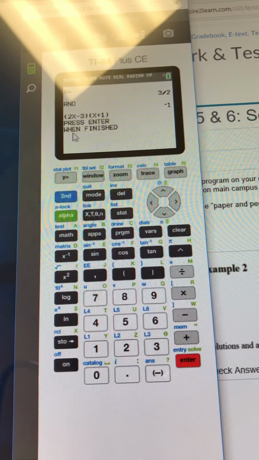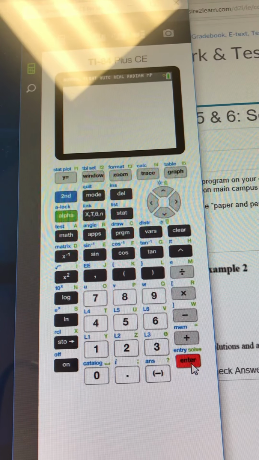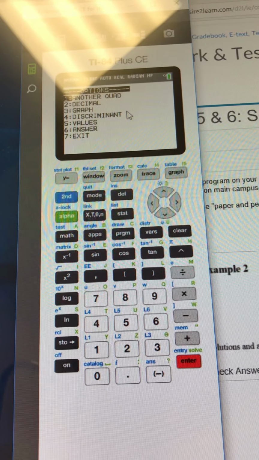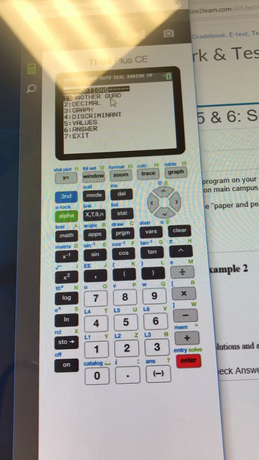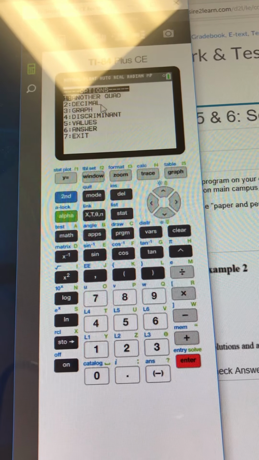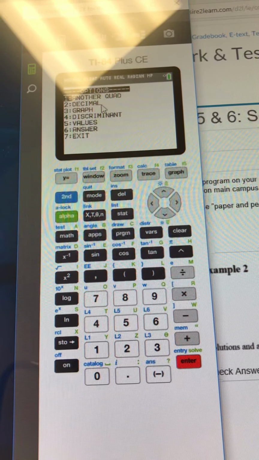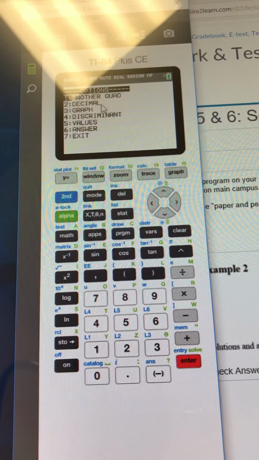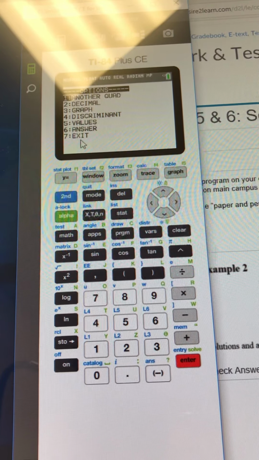Now, also notice it says press enter when finished. Okay, and that takes you back up to this little menu. Number 1 would be another quad. Number 2 would be if you need to change some square root answer into a decimal. 7 is actually to exit.